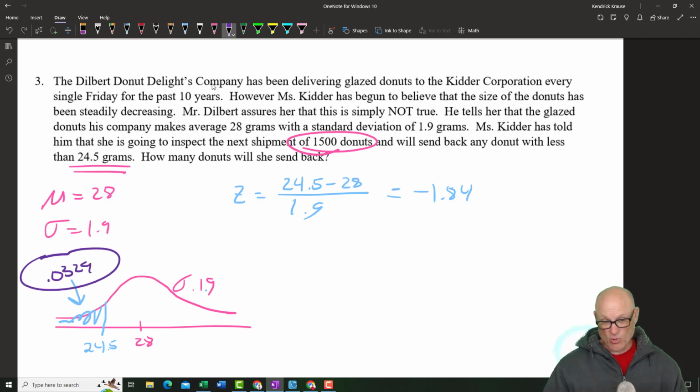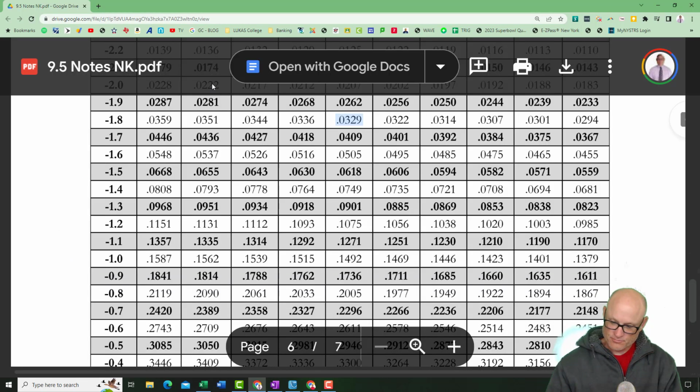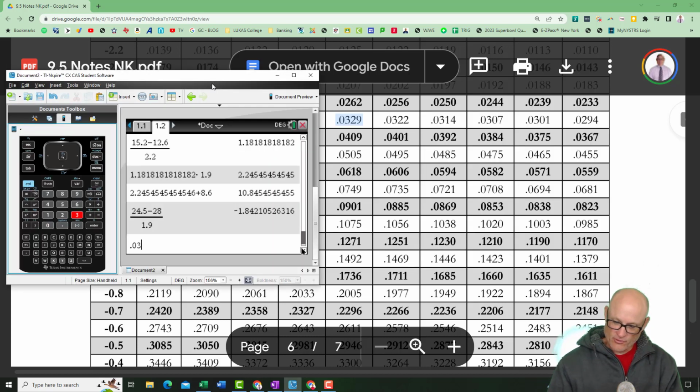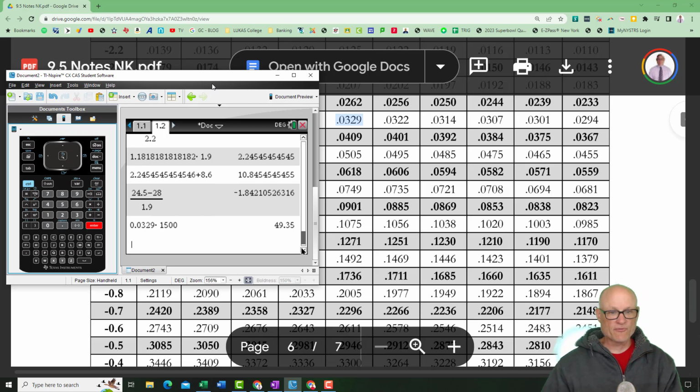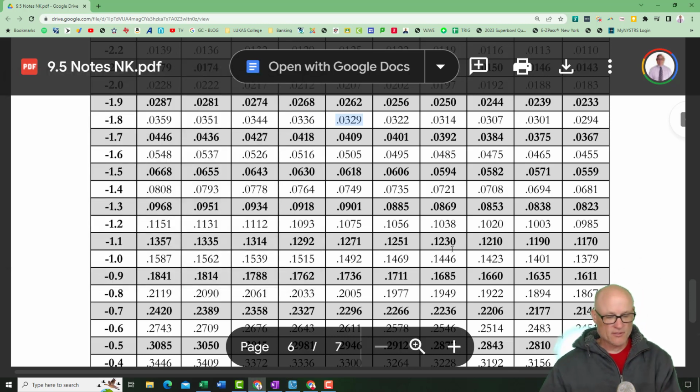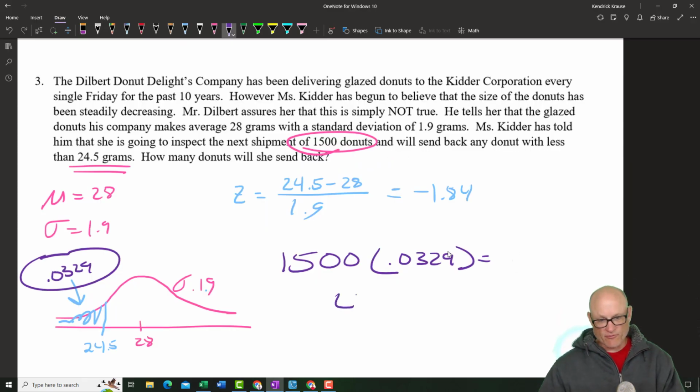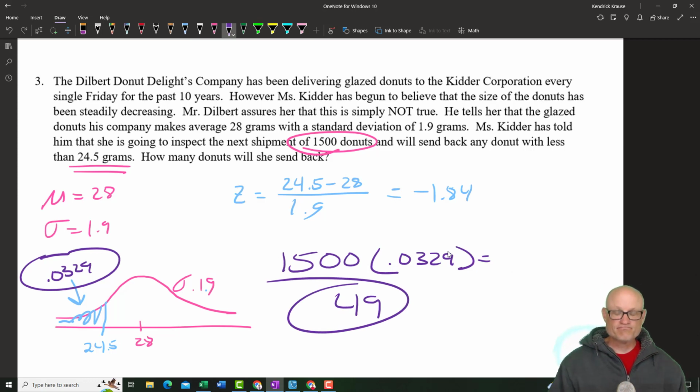But that's not the answer to the question. The answer to the question is how many of these donuts are we going to reject? So we take the 1,500, we multiply by 0.0329, and we get 49.35. So we will reject 49 donuts.